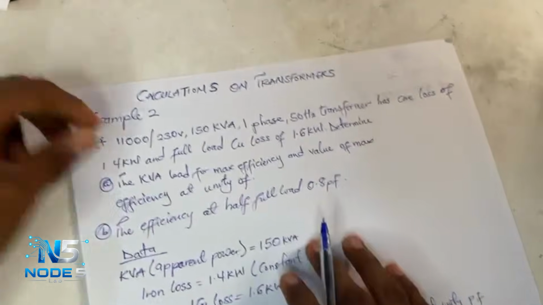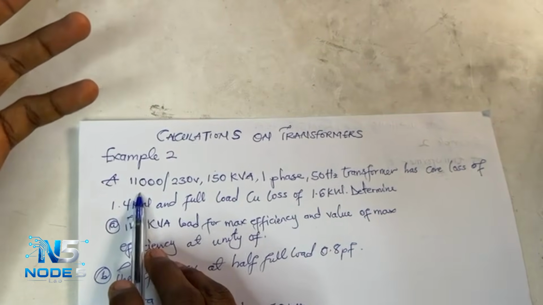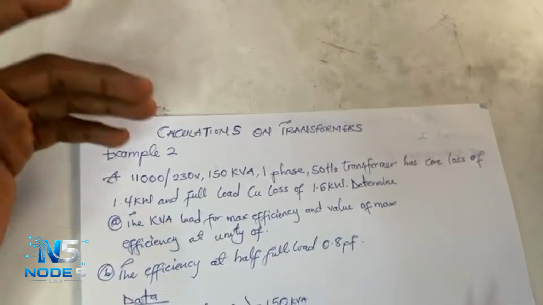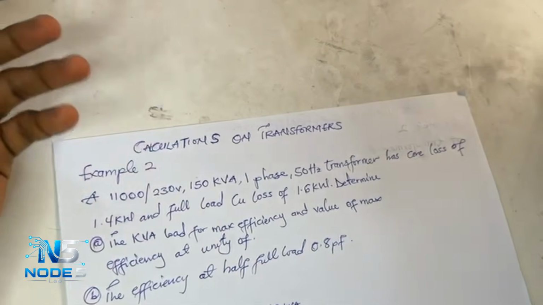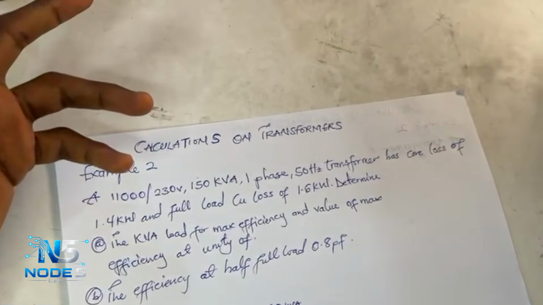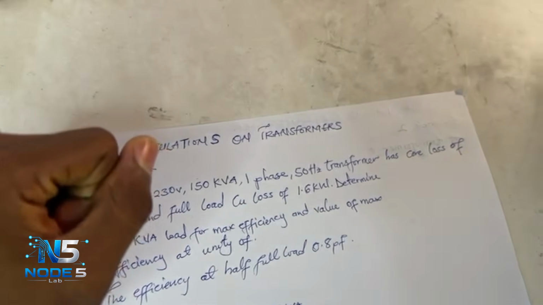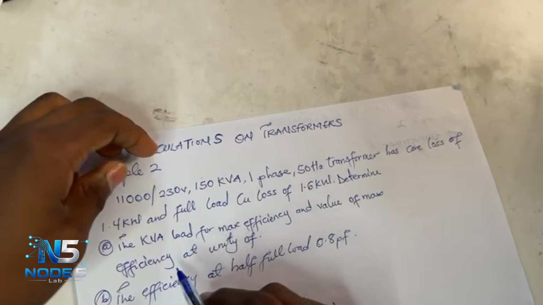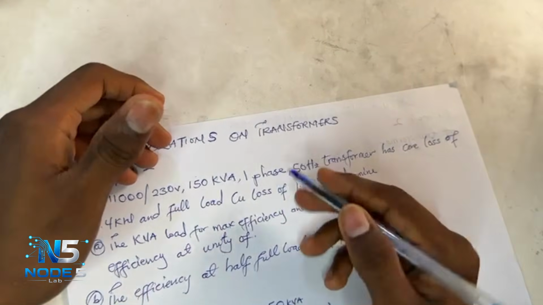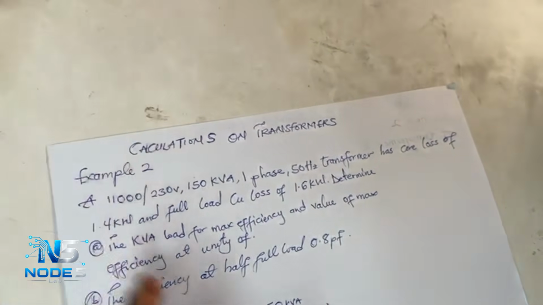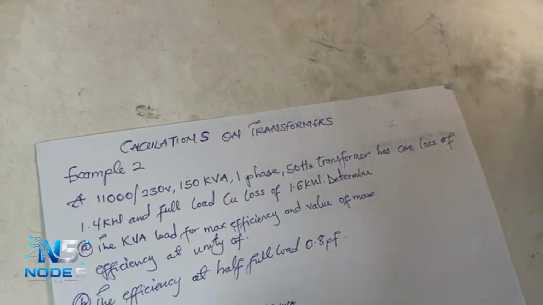We can choose to write the primary and the secondary voltage, but for our calculation we will not be needing that, so we can write it whether we like it or not. So let's see what we have to do first when we are starting with the calculations of the efficiency. Part A is telling us to determine the kVA load for the maximum efficiency and the value of the maximum efficiency at unity. So unity means 1.